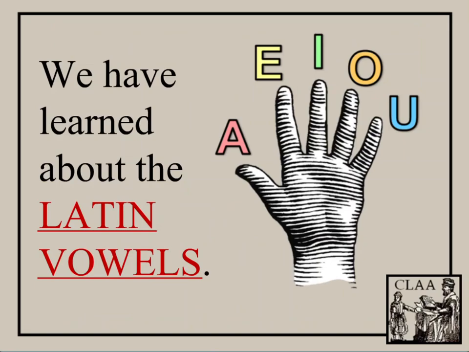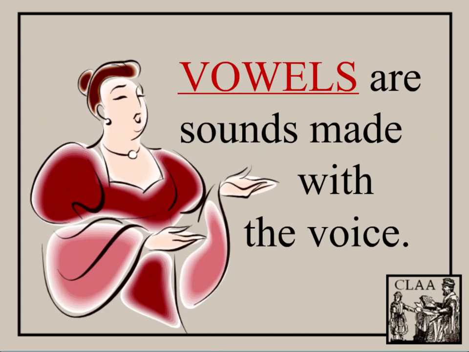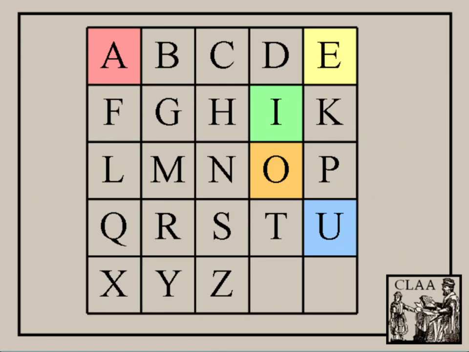Thus far in Petty School Reading, we have learned about the 5 Latin vowels: a, e, i, o, and u. We learned that vowels are sounds made with the voice alone. And we learned that of all the Latin letters, 5 are vowels.